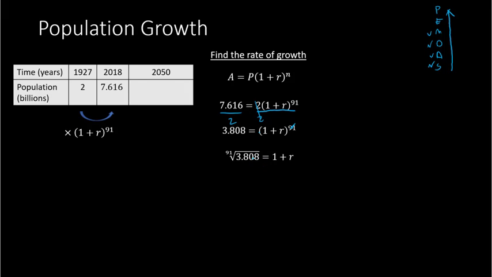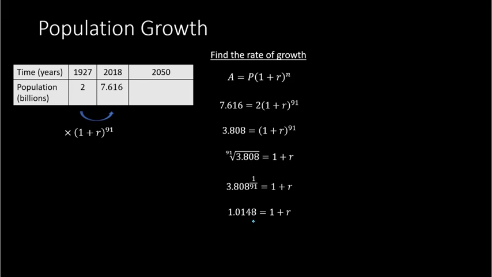Now remember that this radical you can write with exponents. So your calculator maybe can do this directly. If not, you could convert to an exponent, and that would give you 3.808 to the 1 over 91 power. And then if you type that into your calculator, you're going to get 1.0148, etc. And this decimal keeps going.